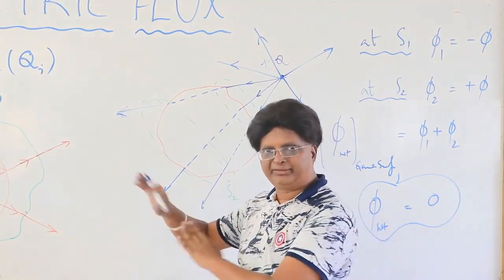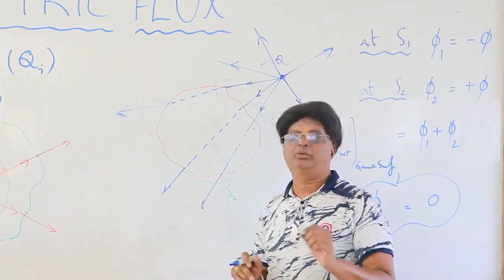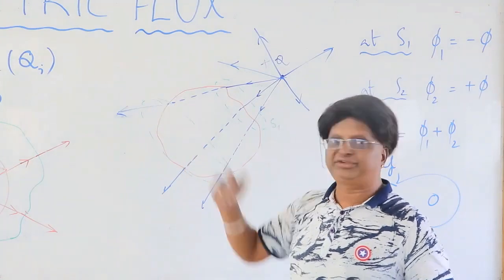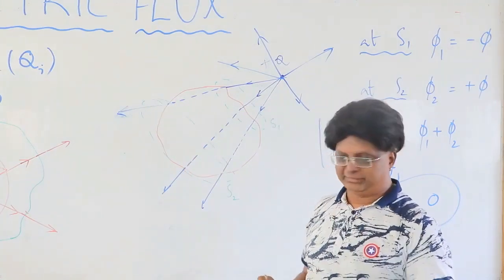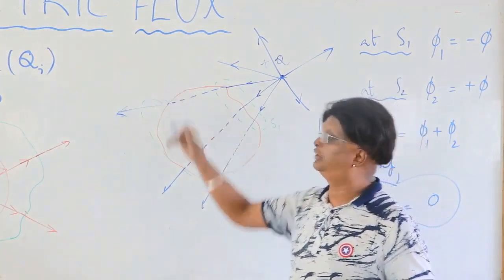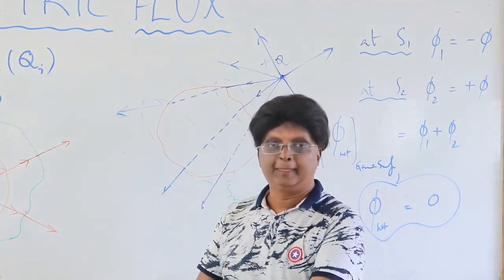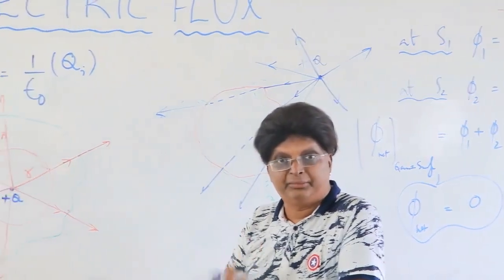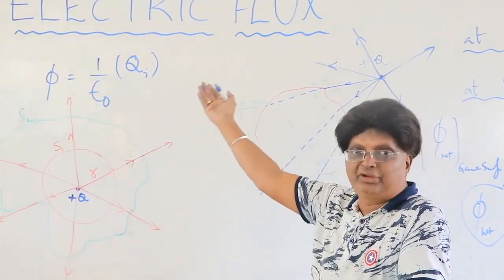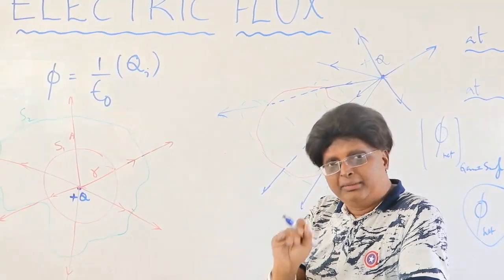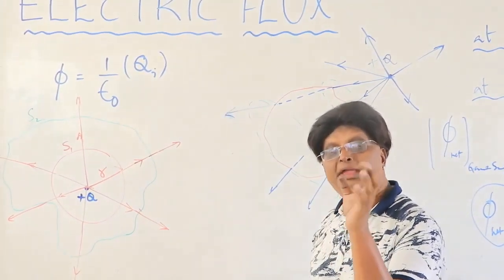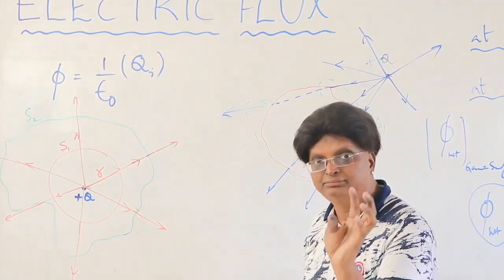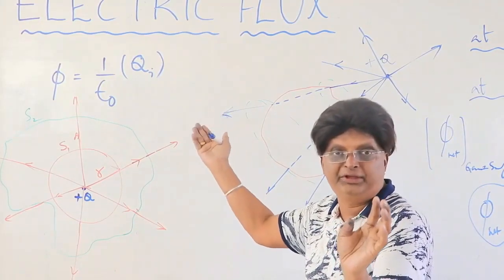Now, keeping that aside, let us start speaking more about this expression. In this expression, phi is equal to 1 by epsilon naught times the sum of qi. What do you observe? You observe that the flux depends only on the inside charge and not on the outside charge. And remember, this expression does not have any parameter whatsoever with respect to size. There is no parameter with respect to size.